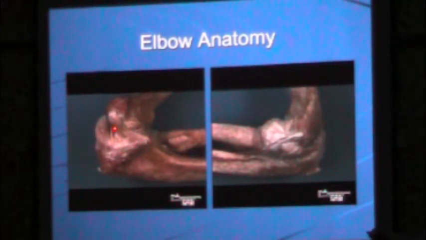This is the ulnar collateral ligament. Once again, this is that anterior bundle that we were talking about. This is the Tommy John. This is the area that we reconstruct for the Tommy John procedure. So right here.